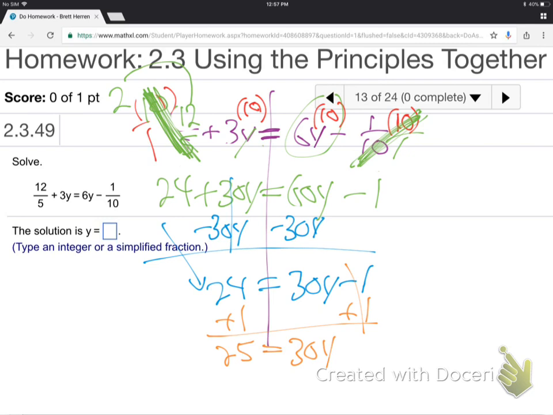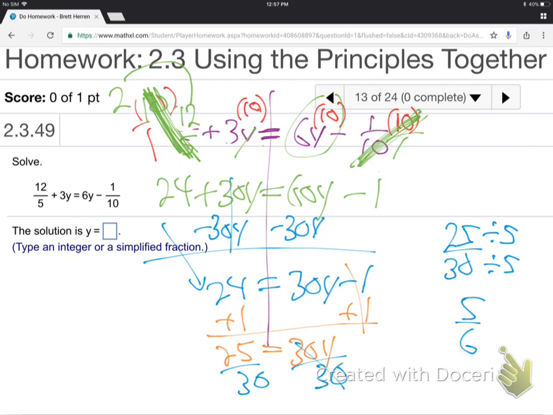So the last step to get the y alone is to divide. Remember, the last step is always to divide by the identical twin. Whatever's next to y, divide by the identical. So 25 over 30, that needs to be reduced, doesn't it? Divide by 5, divide by 5, 5/6.